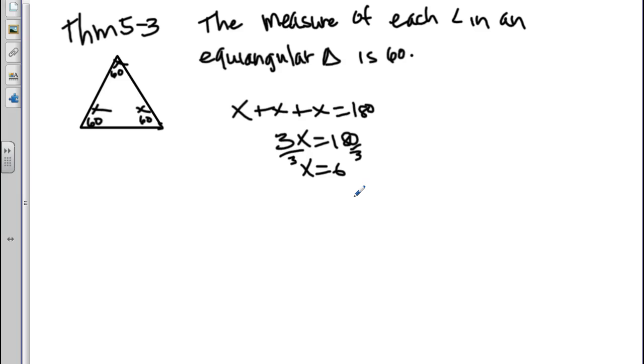The cool thing about that is if we have a triangle that we know is equiangular and they give us two or one or none of the angles, we already know the angles are all 60 degrees. So if you see 60, 60, we know the other one is 60. Kind of a fun thing.